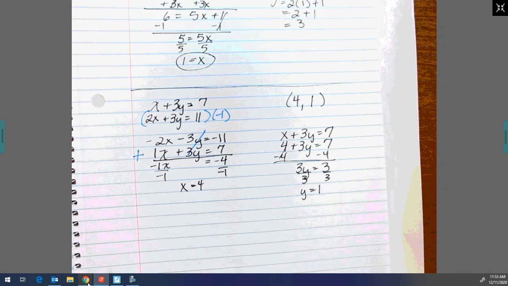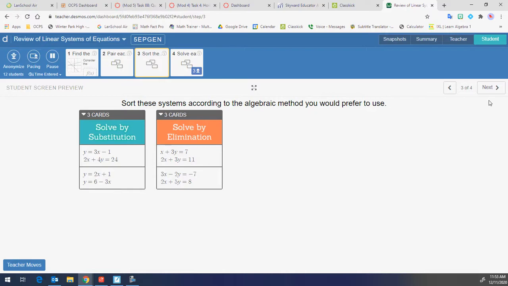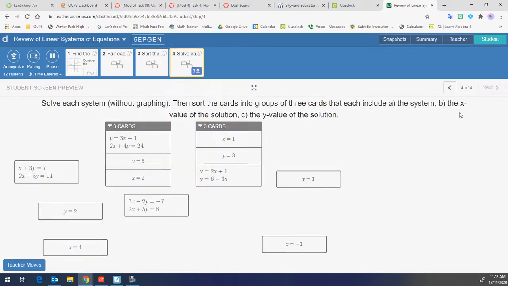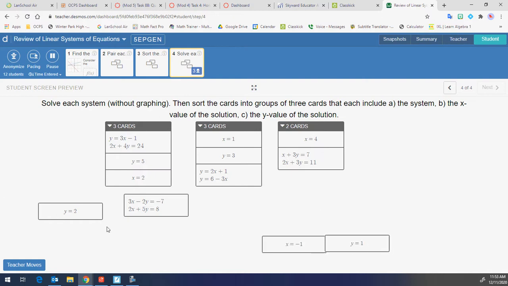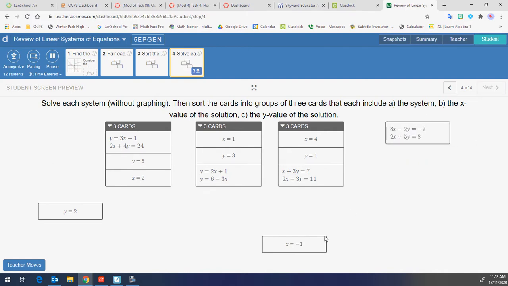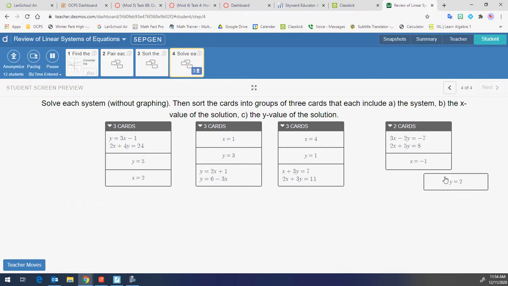So on this one, going to Desmos again, I am going to match this one here with x equals 4 and y equals 1. Now, obviously, that means that this one is going to match with x equals negative 1 and y equals 2, but you're not going to have that ability on the quiz. So let's show our work for this one as well.